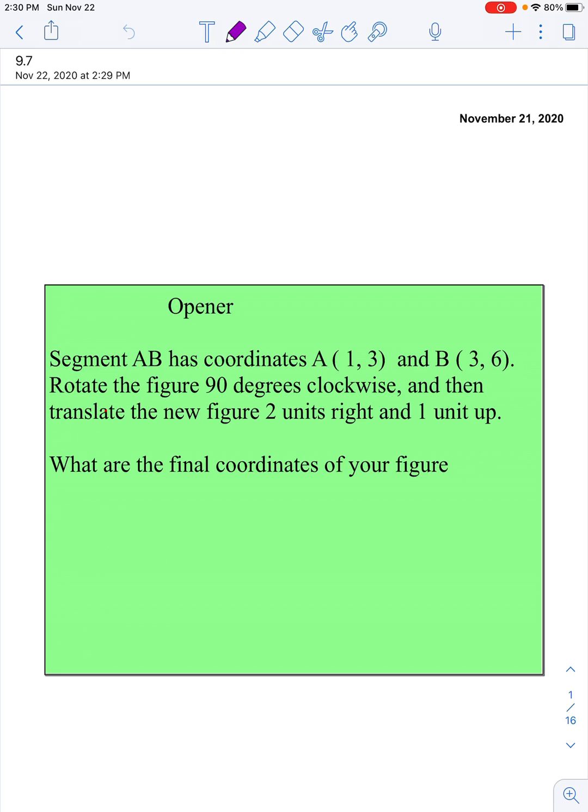Taking a look at 9.7, dealing with, we'll get into our final transformation, your dilation. But before we do, just a quick reminder. First off, this is the type of composite transformation you can expect to see on your chapter test.